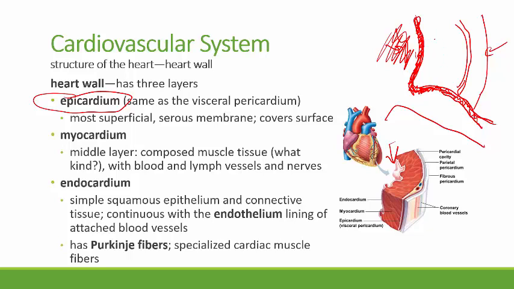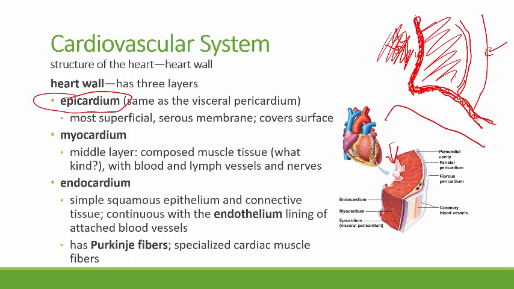Okay, so then in between the epicardium and the endocardium, we have the muscle layer of the heart. And again, what kind of muscle tissue is that? You should have blurted out cardiac muscle. Yay, you did. So this is all cardiac muscle, but of course it has nervous tissue in there.